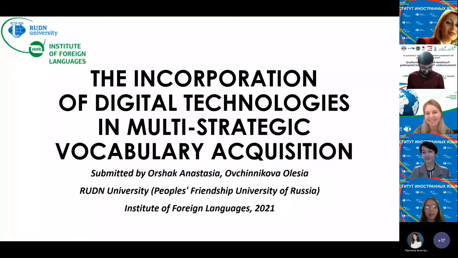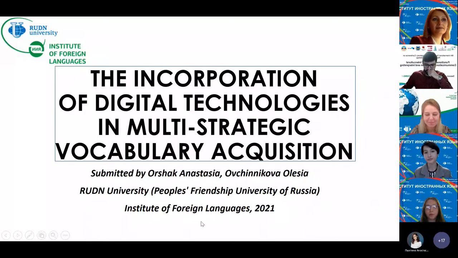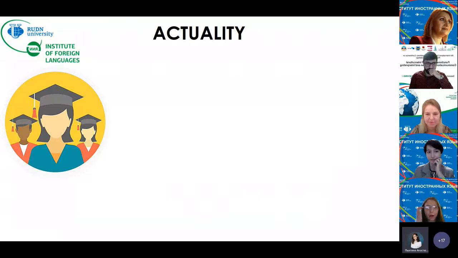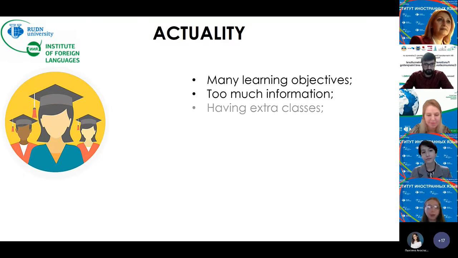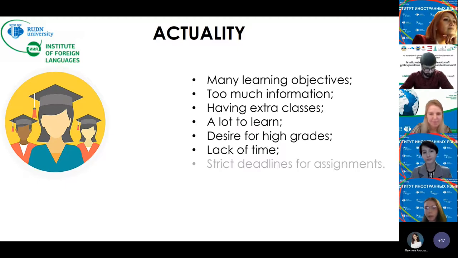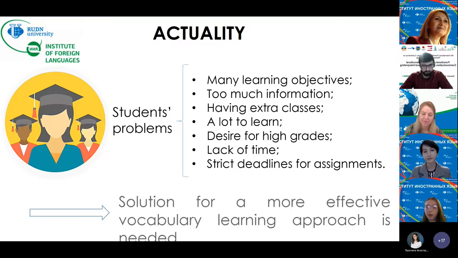Good afternoon. Today I would like to draw your attention to the research on the subject, the incorporation of digital technologies in multi-strategic vocabulary acquisition. Nowadays, students' academic achievements and subsequent success in their career largely depend on the knowledge that they possess, as well as on their ability to accumulate it. Having to cope with numerous assignments and attend extra classes, students are currently seeking a way to optimize their time so that they can invest fewer time resources, yet study productively and achieve desired results. So learners of foreign languages are particularly keen to find and deploy the most effective way of vocabulary acquisition that would enable them to memorize words faster.